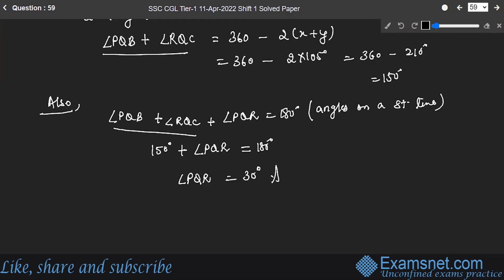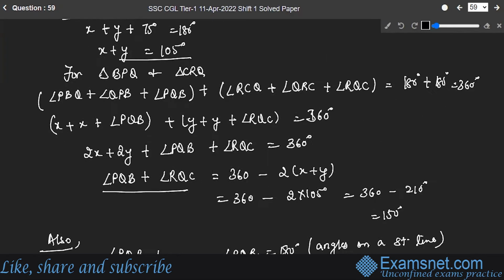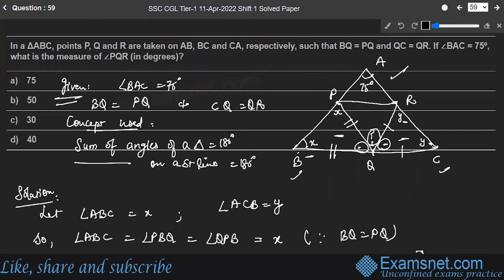So therefore, this is our answer. This is what we were looking for. What is the measure of angle PQR? This is equal to 30 degrees. So option C is the correct answer for this question. I hope you got this question very clearly.